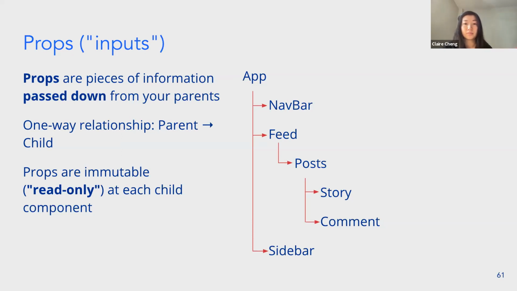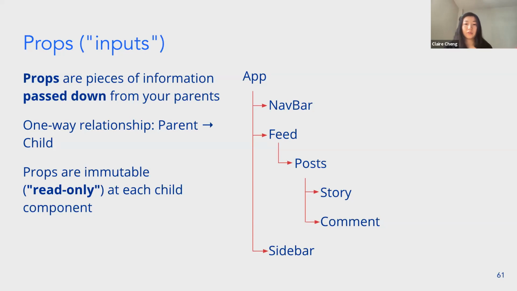Another thing is that props are immutable, so they're read-only. Once you pass them down, the child cannot change it. And if you think about it, this makes sense because remember, children cannot pass information back up. So even if it theoretically changed the value of the prop, no one else would know about it anyways. So basically, we just think of props as read-only.